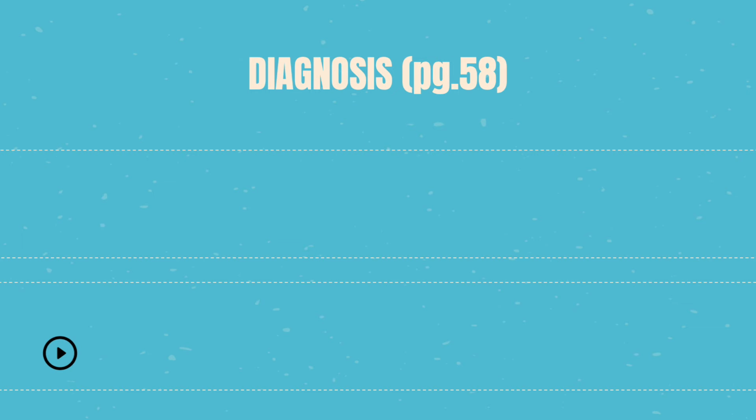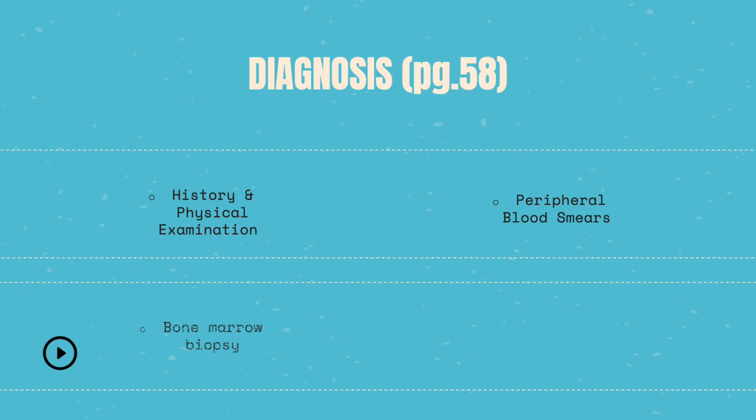So now we're going to talk about diagnosing acute lymphoblastic leukemia. Initially you're going to go with your typical history and physical examination, and then to further discover what's going on in the body, you're going to do a peripheral blood smear, a bone marrow biopsy, and a complete blood count. And you can do all of these, or you can do one of them. It really just depends on what's going on and everything that the physician feels that we need to find out.